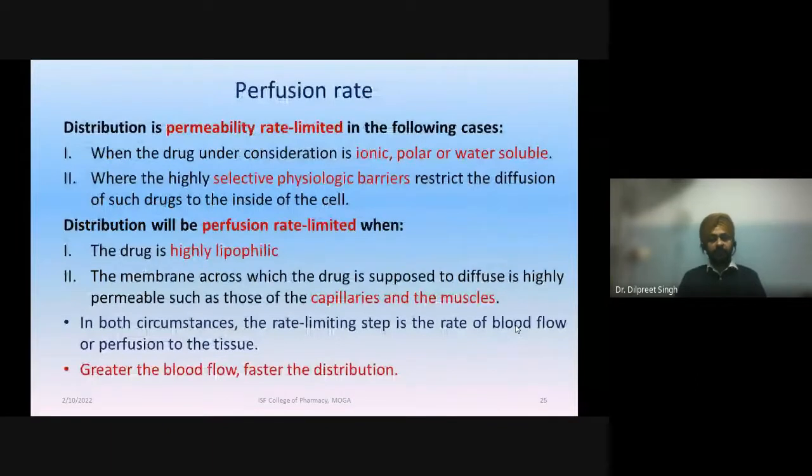Perfusion rate. Distribution is permeability rate limited in the following cases: when the drug under consideration is ionic, polar or water soluble, and when a highly selective physiological barrier restricts the diffusion of such drugs into the cells. Distribution will be perfusion rate limited when the drug is highly lipophilic in nature and the membrane across which the drug diffuses is highly permeable, such as those of capillaries and muscles. In both circumstances, the rate limiting step is the rate of blood flow or perfusion to the tissues. So the greater the blood flow, the faster the distribution.